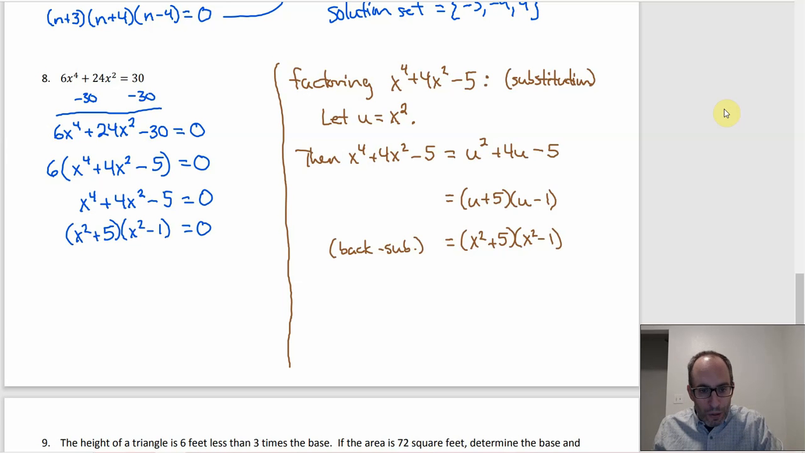All right, and then these are degree 2. So the x squared plus 5, we can't really do anything with that, right? It's a sum, so there's nothing that we can do. But here, this is subtraction, and this is the difference of squares, right? x squared is a square, 1's a square. So we could actually factor that. So the x squared plus 5 is just going to stay here as an x squared plus 5. But then we could factor the x squared minus 1 as x plus 1 times x minus 1, and that's exactly what we're going to do.